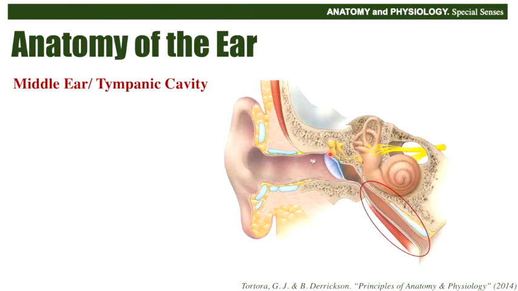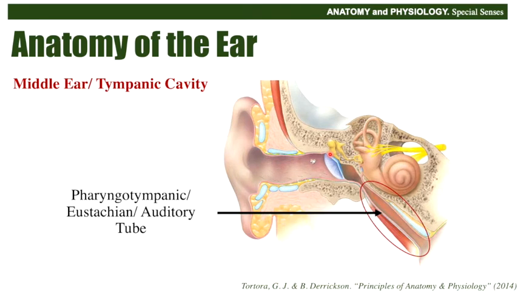Also located in the middle ear cavity is the pharyngotympanic or eustachian or auditory tube. Take note that the auditory tube is different from the auditory canal. This opening, which serves as air passageway from the middle ear, is important in equalizing air pressures between the middle ear and the environment outside. An unequal pressure prevents the tympanic membrane from vibrating freely, thus making hearing difficult.